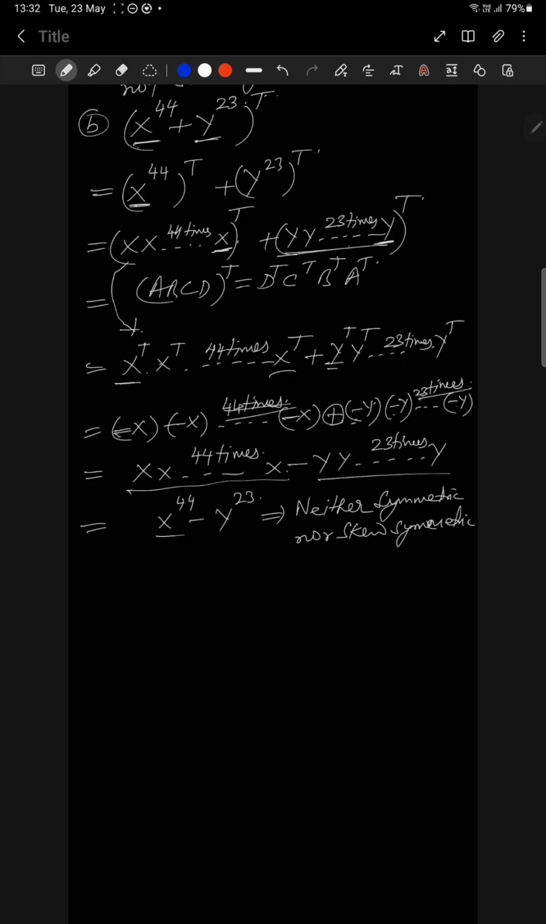We have started from x to the power 4 plus y to the power 3. This one is neither symmetric nor skew symmetric. Okay, let me check option C. C was nothing but x to the power 4 z to the power 3 minus z to the power 3 x to the power 4. So let us find the transpose of this and see whether it comes out the same or negative of this whole thing.